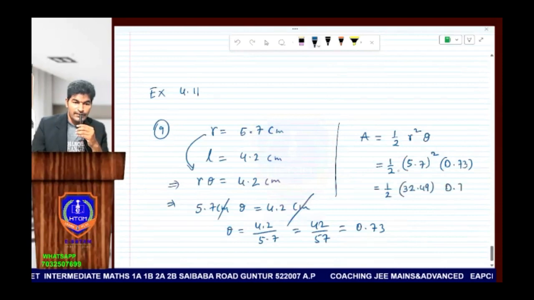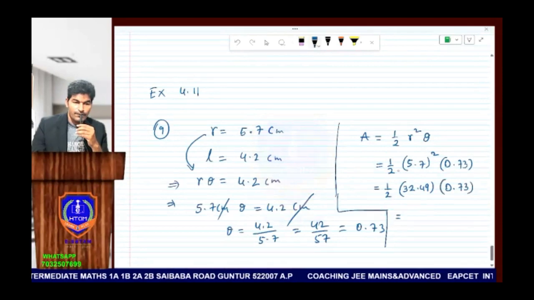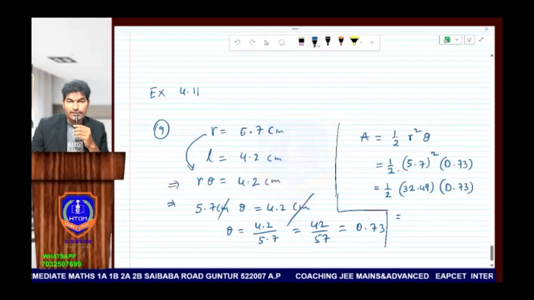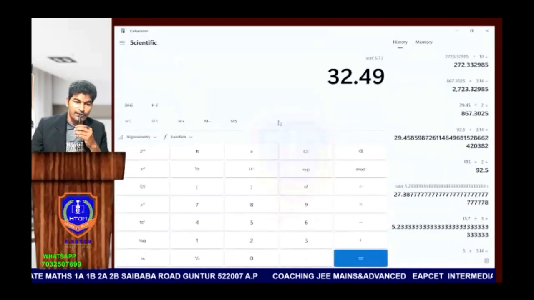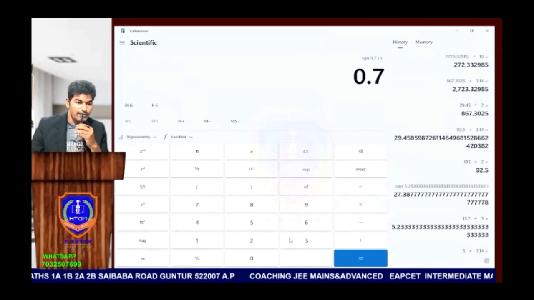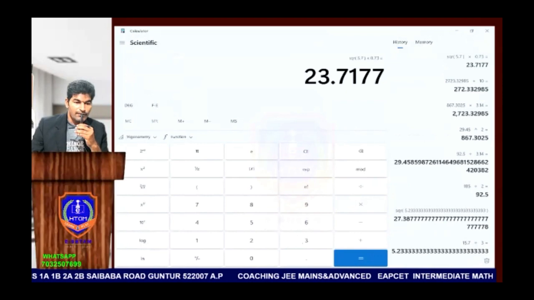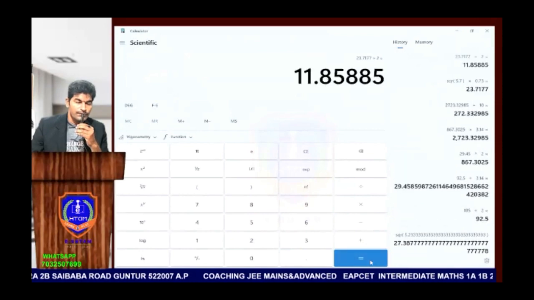Into 0.73. Okay, now tell me how much it is. 32.49 into 0.73, into 0.73, and divided by 2. 11.95. Yes, 11.84.